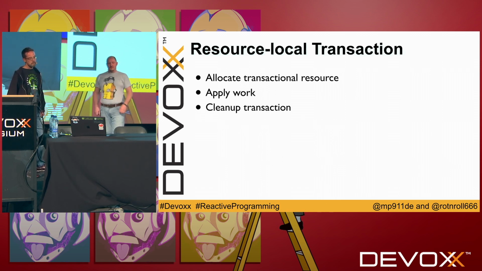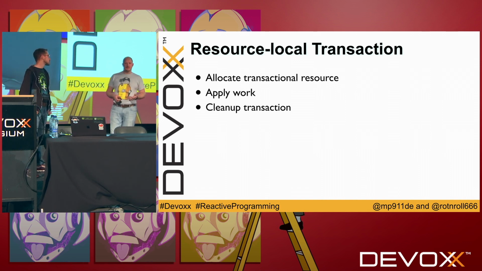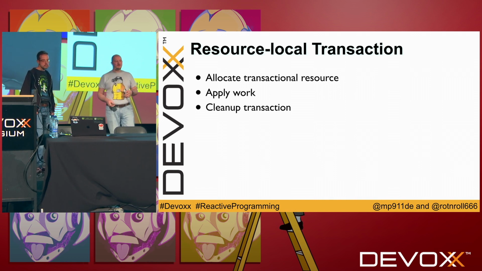So what do we need in order to make a transaction run? Well, we need a transactional resource. And a transactional resource can be something like a database connection. And when we are dealing with resources and transactions, we call them resource local transactions. There's an entirely different flavor of these transactions as well, but for the moment, let's stick with resource local transactions. So this means that we need to get hold of that transactional resource from somewhere.